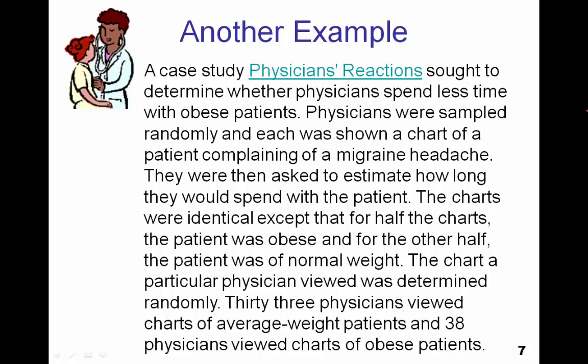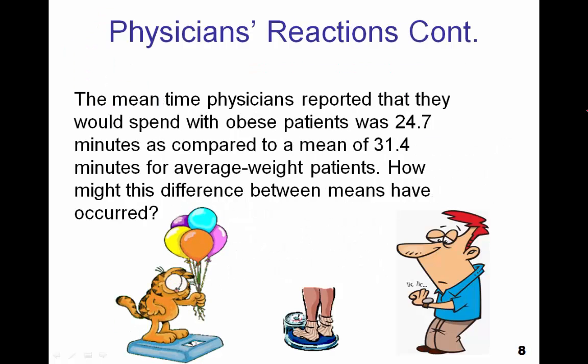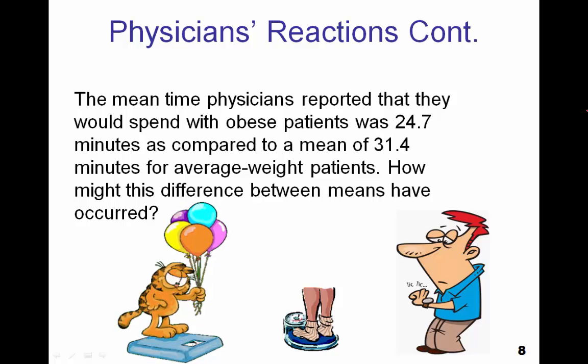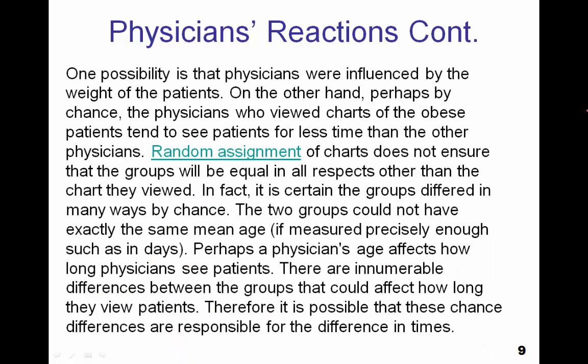33 physicians viewed charts of average weight patients and 38 physicians viewed charts of obese patients. The mean time physicians reported that they would spend with obese patients was 24.7 minutes as compared to a mean of 31.4 minutes for average weight patients. How might this difference between means have occurred? One possibility is that physicians were influenced by the weight of the patients. On the other hand, perhaps by chance, the physicians who viewed charts of the obese patients tend to see patients for less time than other physicians.